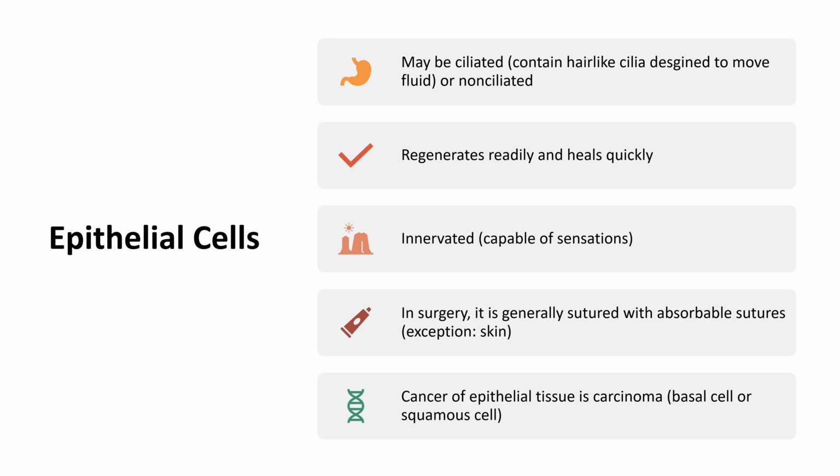So your epithelial cells may be ciliated. That's going to be the hair-like cilia designed to move the fluid, or they're going to be non-ciliated. These are kind of like little hairs on the outside of them. They regenerate readily and they heal quickly. They are capable of sensation. In surgery, it's generally sutured with absorbable sutures. The only exception would be your skin. And then your cancer of epithelial tissue is a carcinoma. It'll be basal cell or squamous cell.